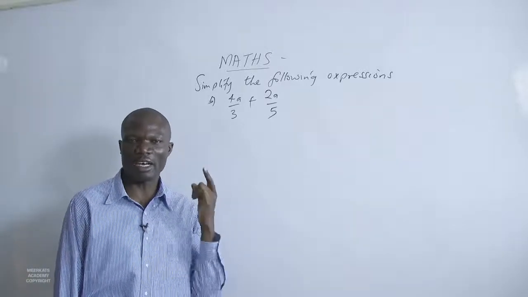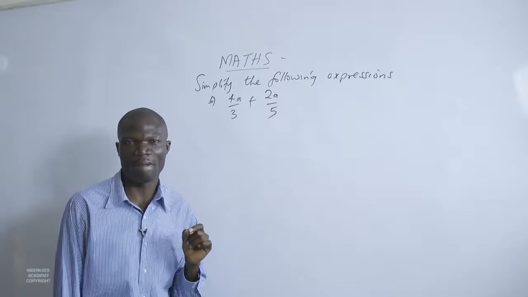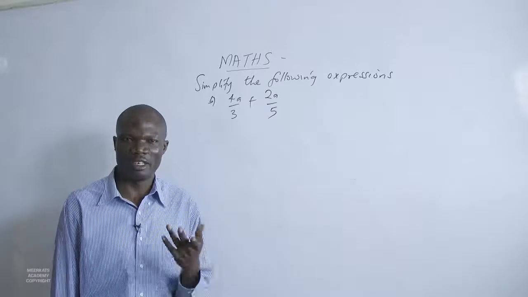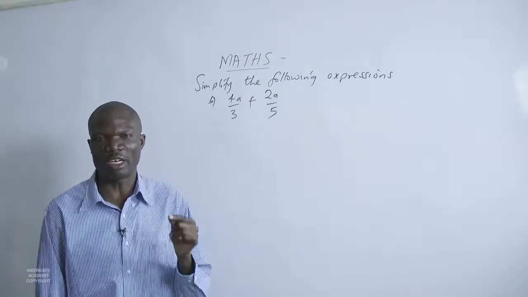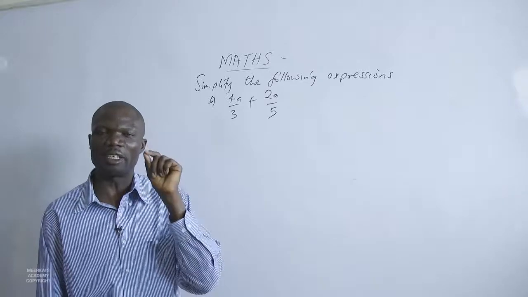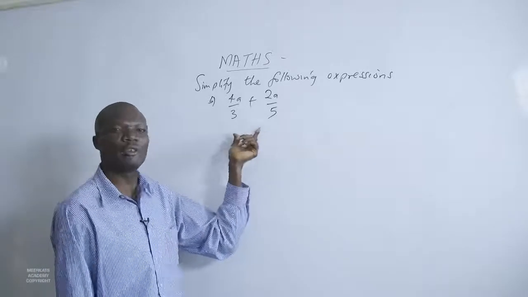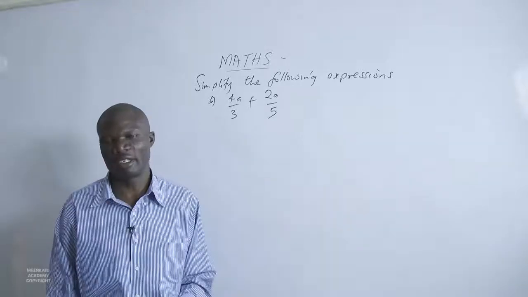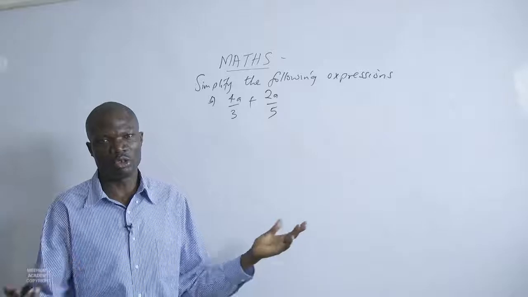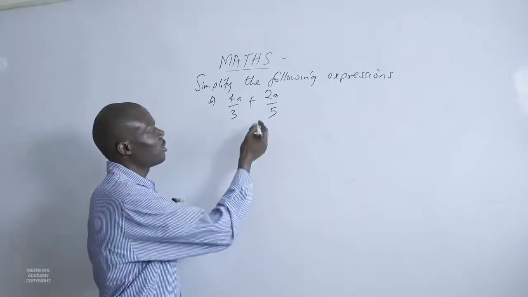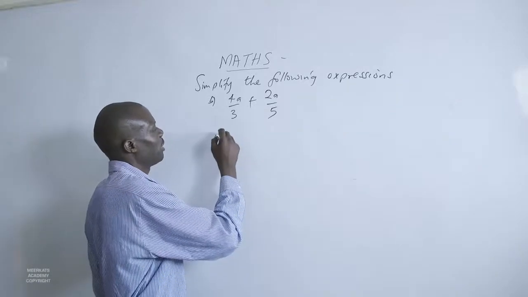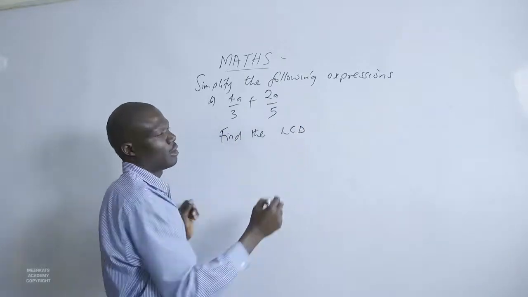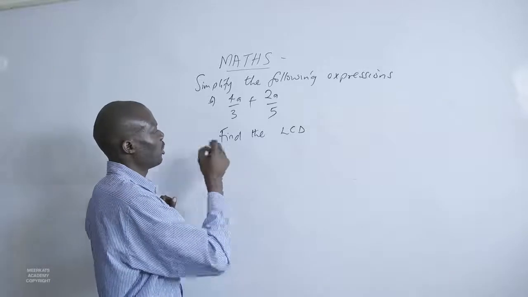For this particular case, are the denominators the same? 3 and 5. Definitely the answer is no. And if the answer is no, we move to the next step that tells us that we must find the lowest common denominator for 3 and 5. You should be able to get that. So we are saying because the denominators are not the same, we find the lowest common denominator. So let us list these.